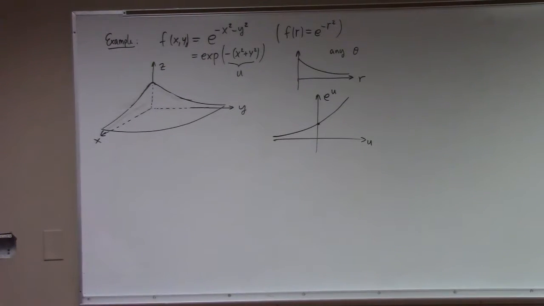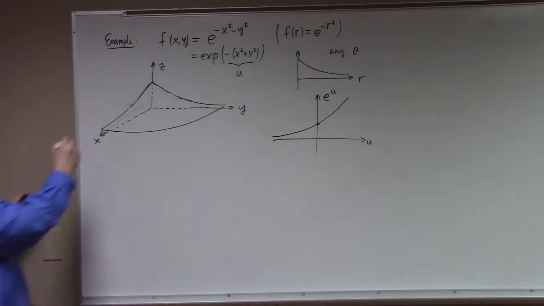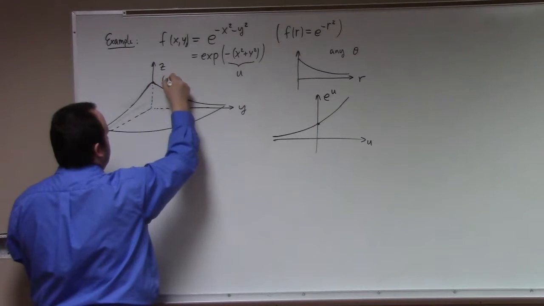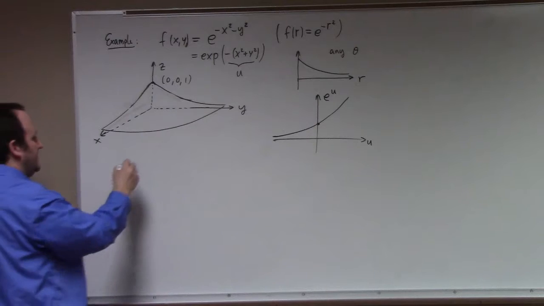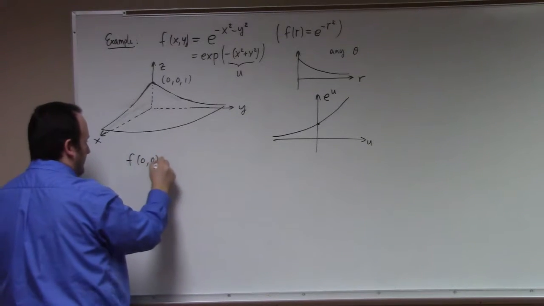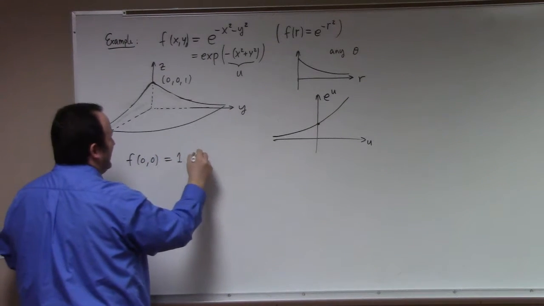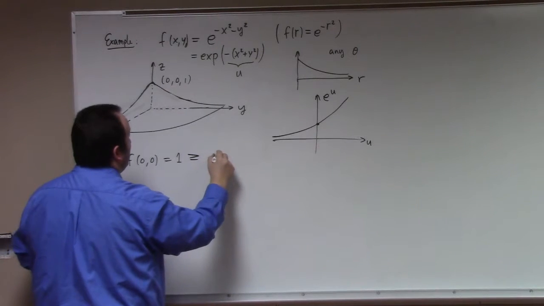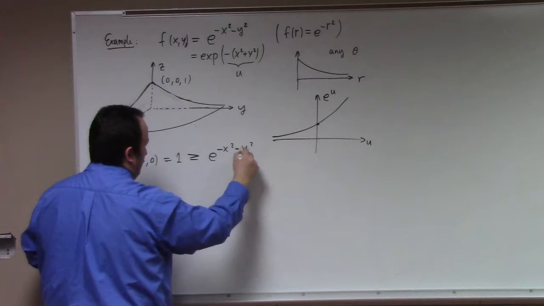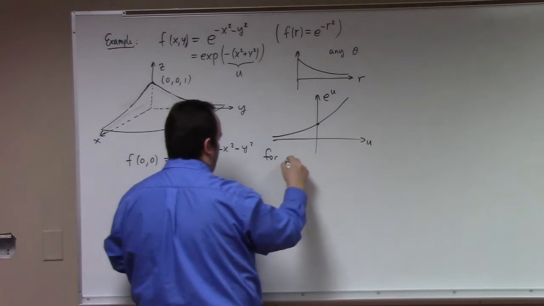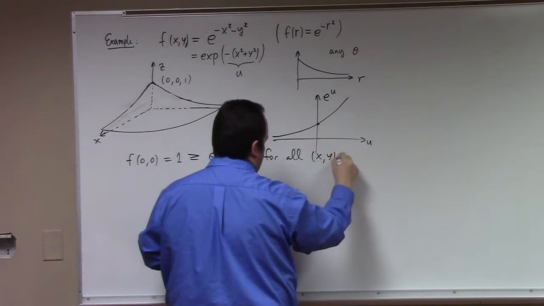And it's symmetric about the origin. It's kind of like an infinite tent with the pole on the z-axis at where? At 0, 0, 1. This point right here. So I think you can see that f of 0, 0, which is equal to 1, is greater than or equal to e to the minus x squared minus y squared, for all x, y in the plane.